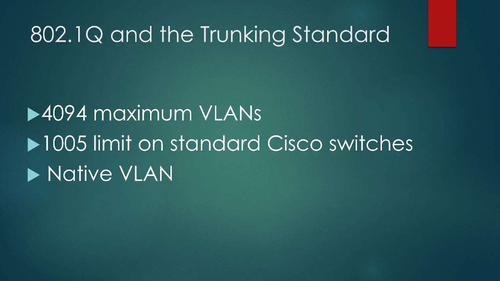Before we move on, I would like to quickly go over the IEEE 802.1Q standard for trunking, as it may come in handy to keep in the back of our heads. Due to how this trunking standard is implemented, each switch can support a maximum of 4094 VLANs, though standard switches only support up to 1005. Still, this is more than enough for the vast majority of use cases.